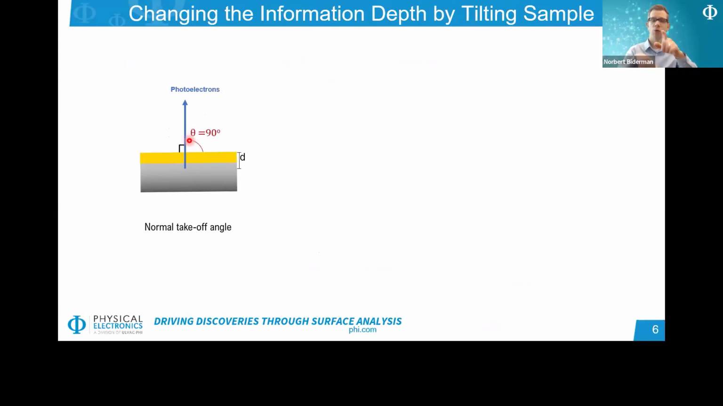So in typical XPS experiments, you would have a sample not tilted. In that specific situation with the arrow pointing upwards here, you would see you have a 90-degree angle, which is the takeoff angle to the detector.